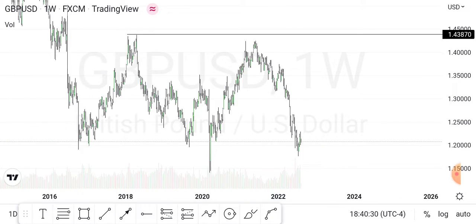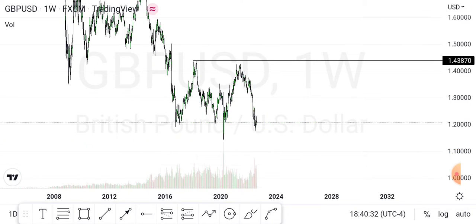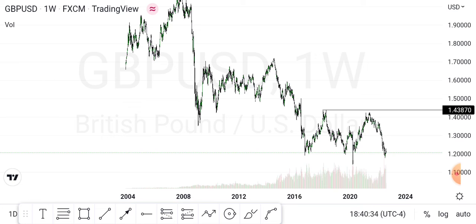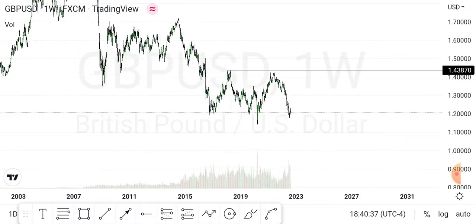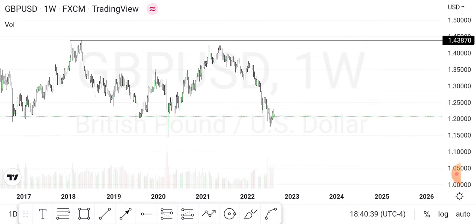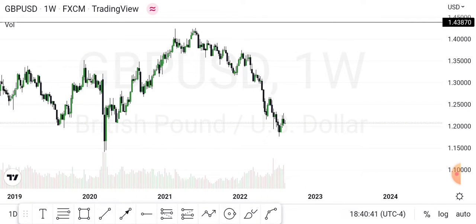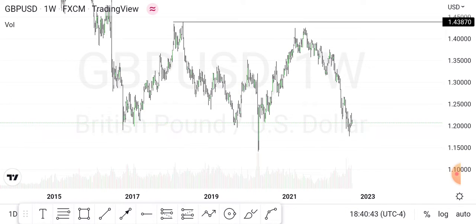So we are in the 1 week time frame, and we all know for some time now GU has been going down. And this is where we are currently in the weekly time frame. So we are going to start from here.